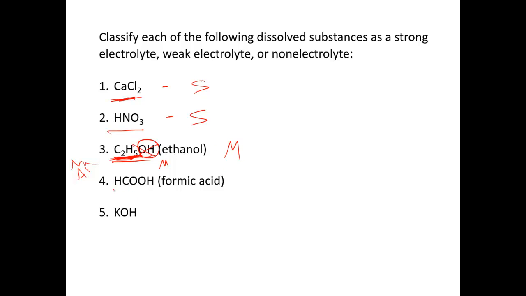Here is formic acid. You can generally recognize acids because they start off with an H. It's not on my strong list, so this is going to be a weak electrolyte. This molecule, by the way, is a non-electrolyte because it does not form ions if it's a molecule. This is on my strong list, so this is going to be a strong electrolyte.